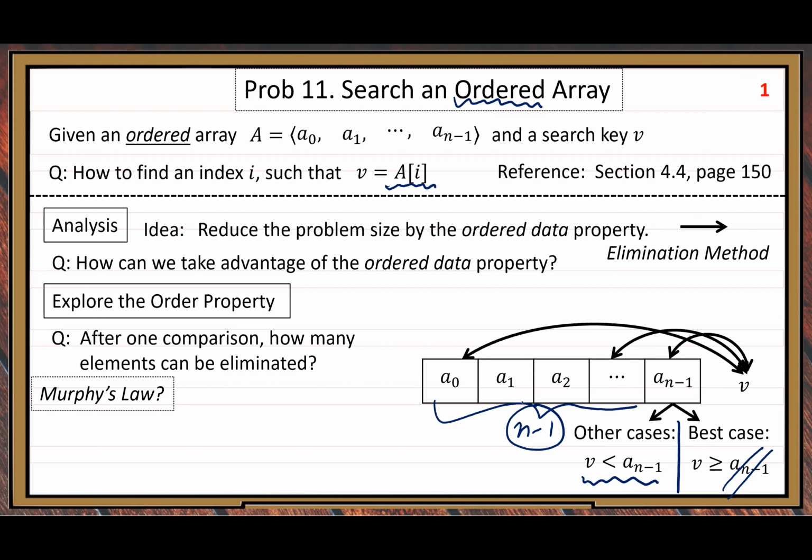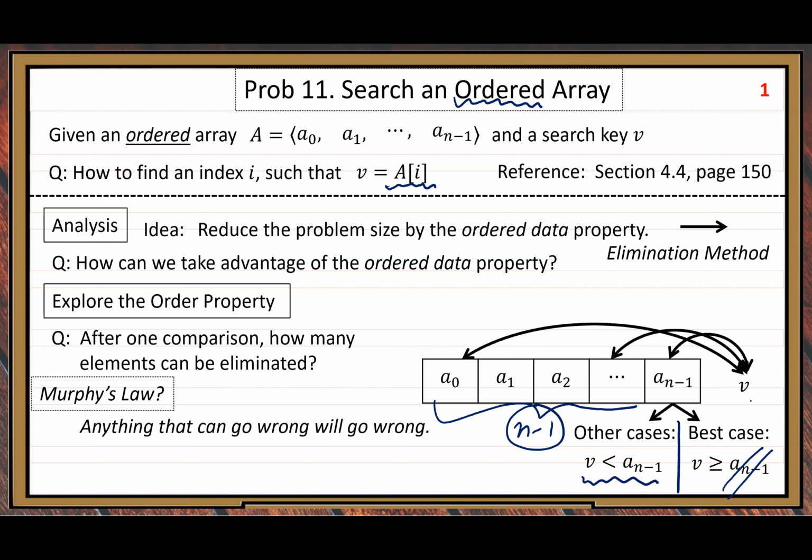Why Murphy's law first? From your real life experience, people talk about this Murphy's law. So what's that? Anything that can go wrong will go wrong. So here, what do we mean by Murphy's law?